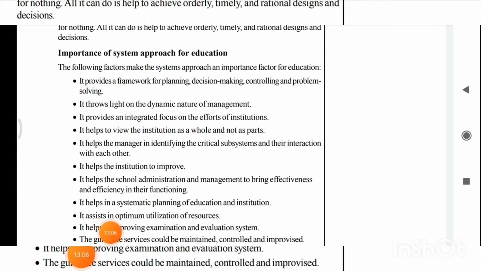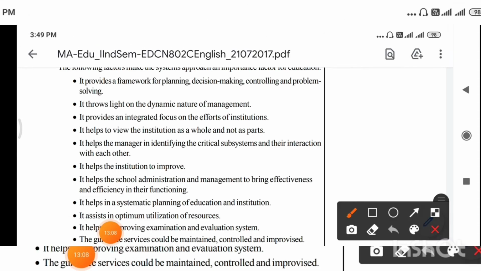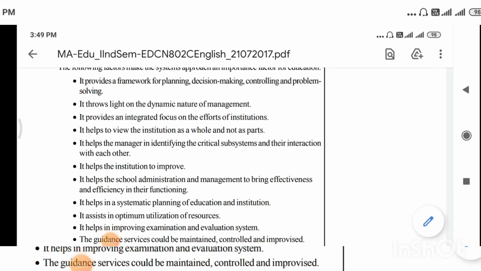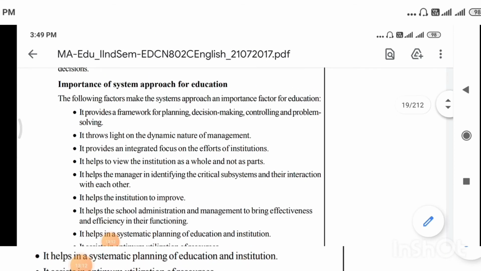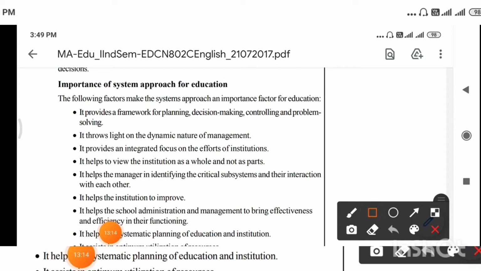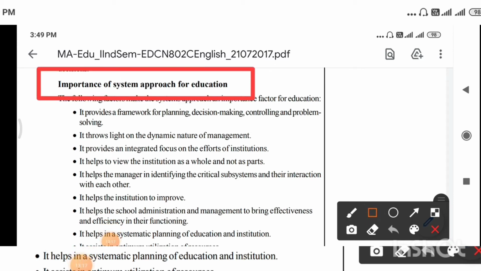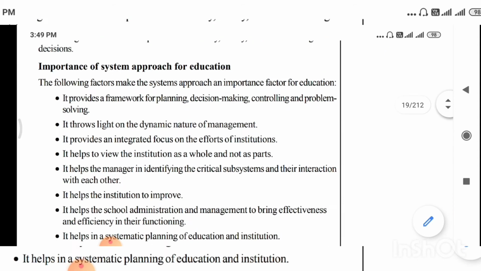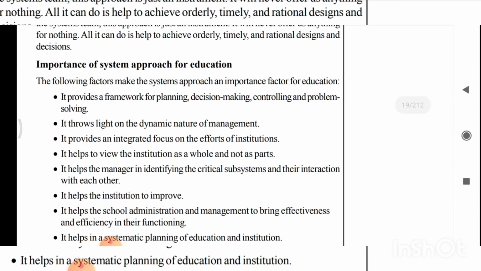Okay guys, the next topic we have in today's discussion. Let's see our next topic, what it says. This is about the importance of the system approach for education, that is, the importance of a system for any educational institution. We are going to discuss that in these points. Here are some points given. We will discuss them one by one. I hope you all are getting this.